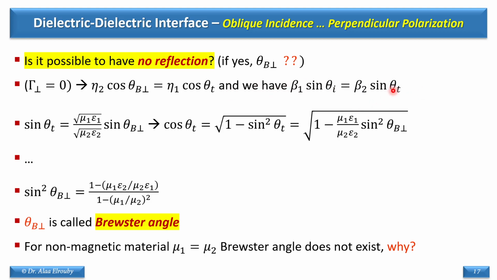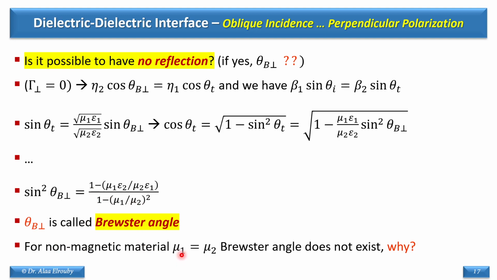Solving those two equations together to find theta I, the incident angle that causes this condition to happen, just going forward and doing some math, we'll find that the incident angle that results in no reflection has this sine square value. So it's called the Brewster angle, which is the angle that causes no reflection in media number 1.